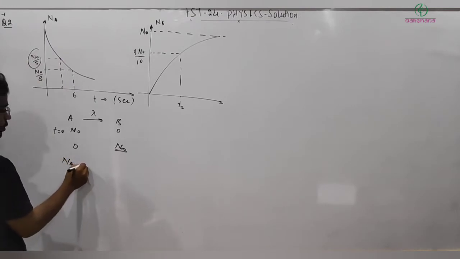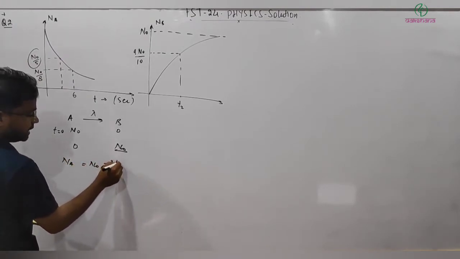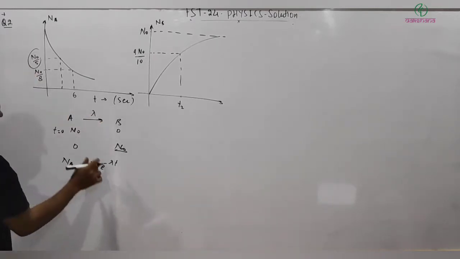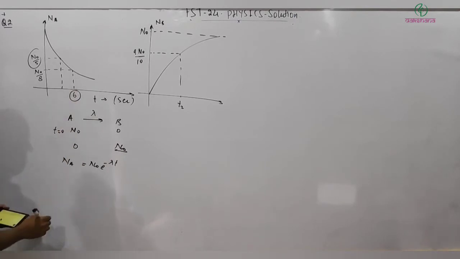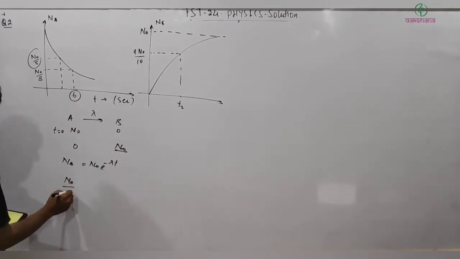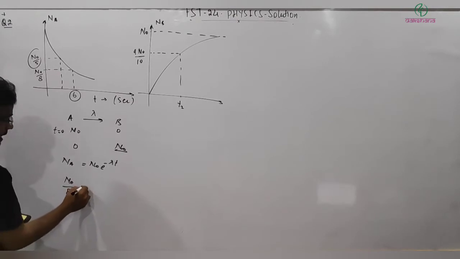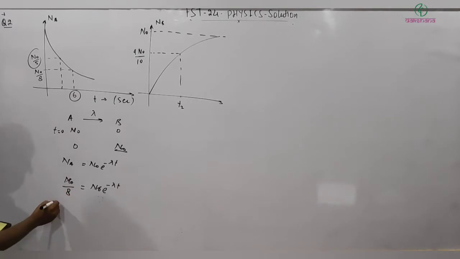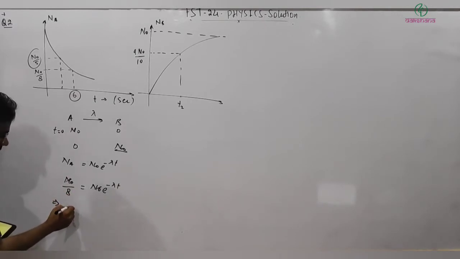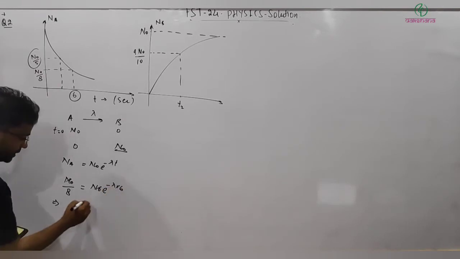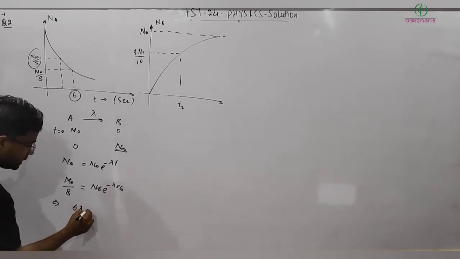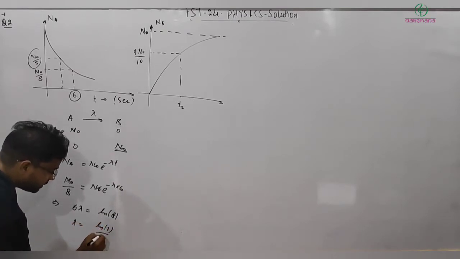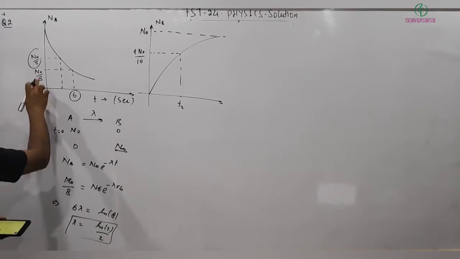This is what is exactly happening, and at any time I can write Na is equal to N naught into e raised to power minus lambda into t, if lambda is the decay constant of this process, and for different times it is given. So I can write at t equal to 6 seconds, this is equal to N naught divided by 8, and that's equal to N naught e raised to power minus lambda into t. Simplifying it, N naught gets cancelled, and taking log, we are getting 6 lambda is equal to ln 8 and lambda is equal to ln 2 divided by 2. So this is what we are getting from this data.